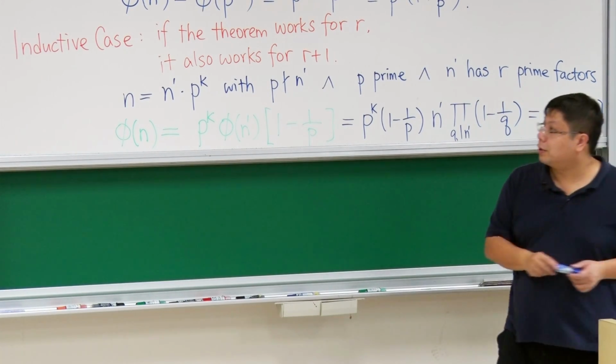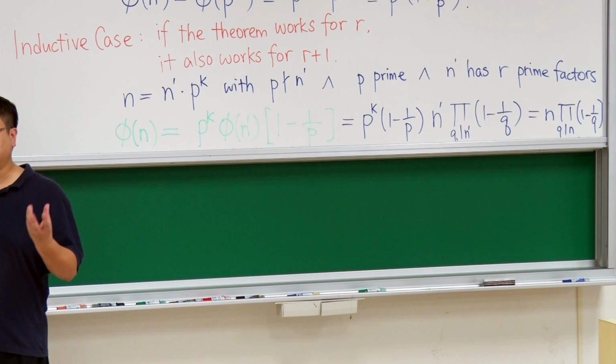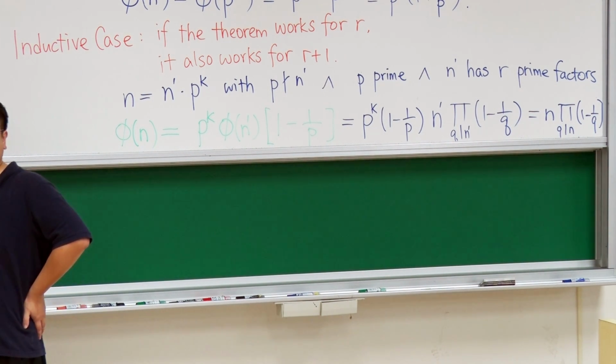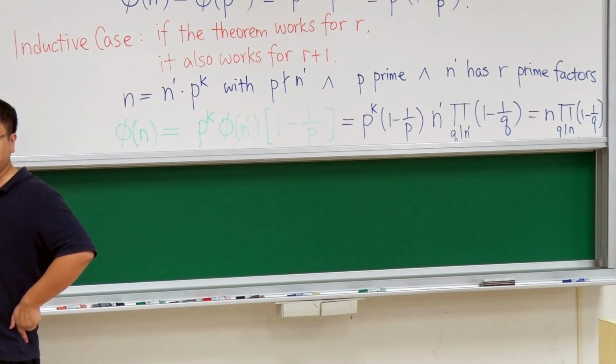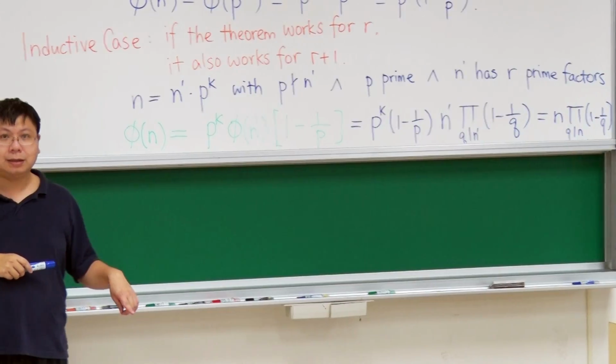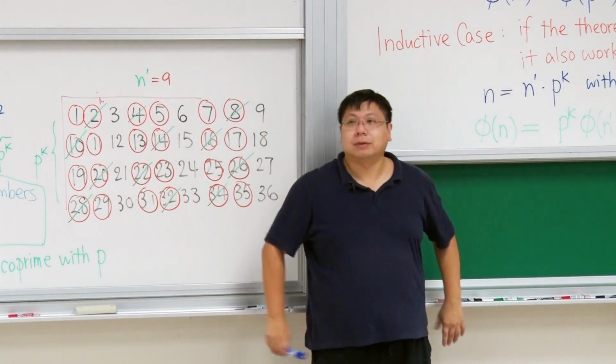Is that okay? So the most important thing here is that we visualize this by arranging the numbers in a rectangle form. It can help us count which numbers are co-prime with n and which are not. Then in that case, we get the result.